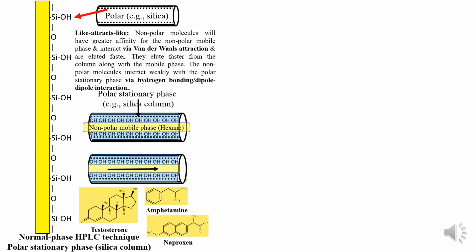Because these molecules have polar functionalities, like in case of testosterone, you find the polar keto group and hydroxy group that are capable of hydrogen bonding with the polar stationary phase. In case of amphetamine, you find the polar amino group that is well capable of hydrogen bonding with the polar stationary phase, that is silanol groups. And in case of naproxen, you find the carboxyl group that is very well capable of hydrogen bonding with the polar stationary phase, that is hydroxyl group of the silanol group.